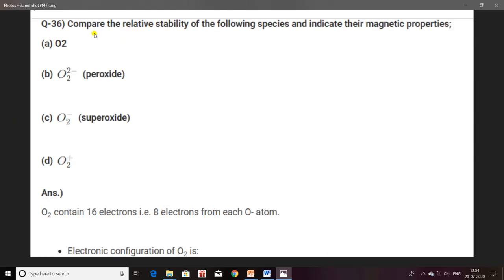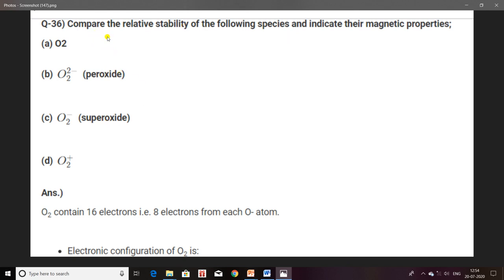Here the question is, compare the relative stability of the following species and indicate their magnetic properties. O2 molecule, O2 negative, O2 2 negative, O2 positive. So first you have to draw energy level diagram for all these species. So with the help of lecture video, you can easily draw energy level diagram.